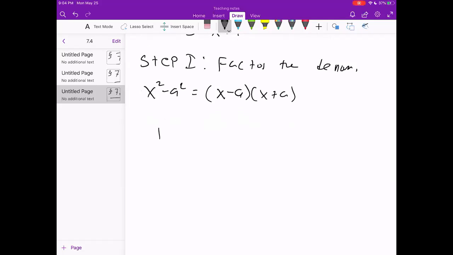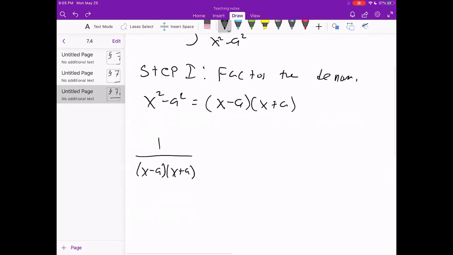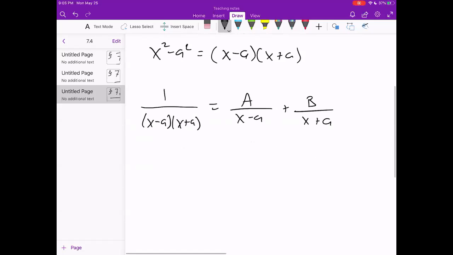So what we're going to do is take the factored rational function that we have. The denominator is factored. This was 1 over x minus a times x plus a. This is the integrand here up top, so the dx is 1 times dx. So this fraction is going to be equal to A over x minus a plus B over x plus a, for some A and B, which we have to figure out. So we're going to continue.